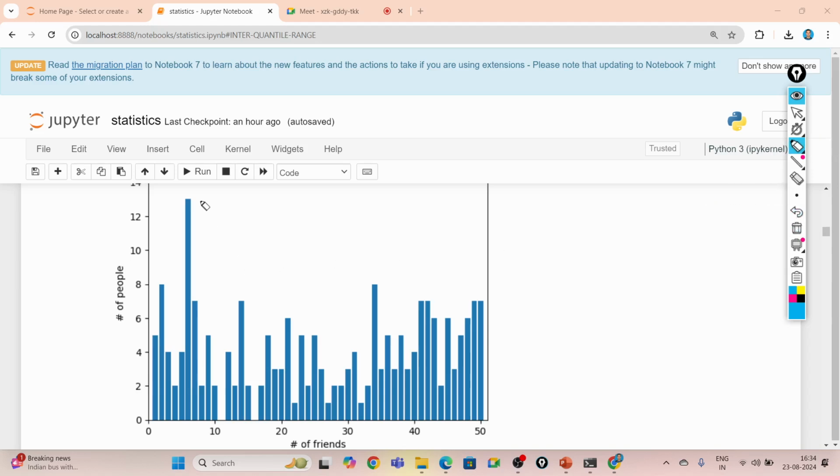You can see in this diagram, this is the maximum count we have, and this value is nothing but 6. This is the value for 6. We have a maximum count, and what was that count? The total number of elements is 13 in this case.